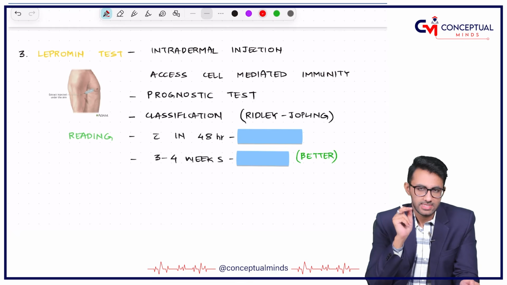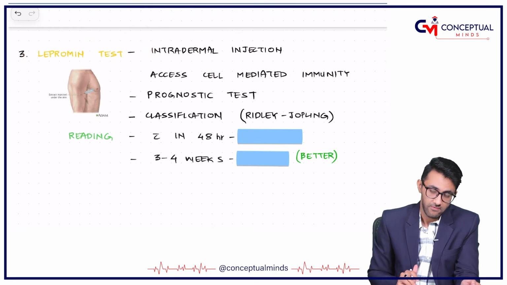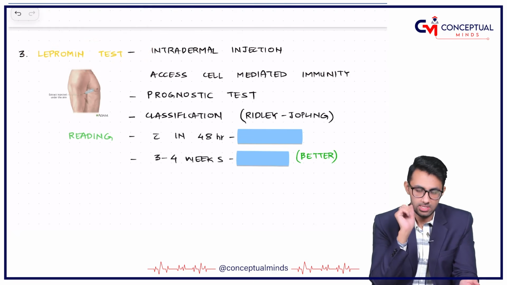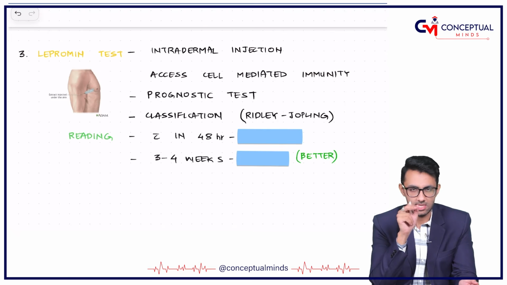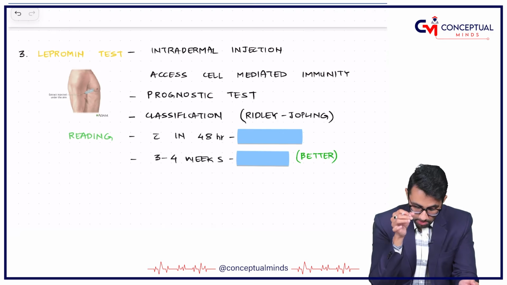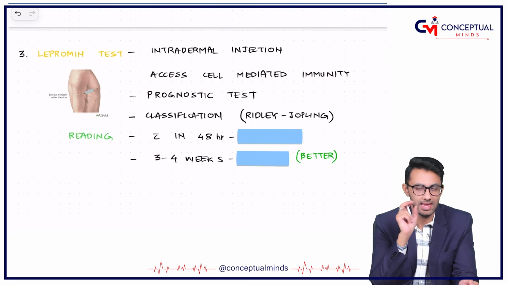The third investigation that we have is the Lepromin test. We did this before as well; it is the same image I had on the first page. Same as the Mantoux test we do, this is the Lepromin test, but here what we have to remember are the timings. The timings are very important, and each timing has a particular name. We have to be very careful about that.